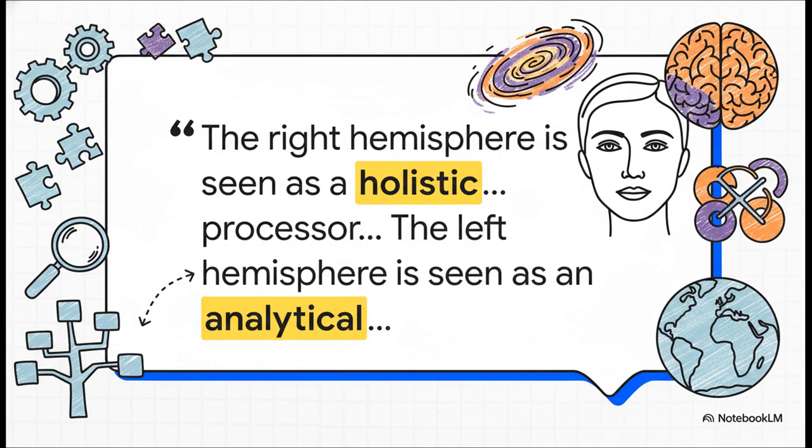And this brings us to a more modern, blended view. Maybe the debate isn't really about localization versus holism, but about how they work together. This quote suggests that the hemispheres themselves might actually represent these different styles. The left hemisphere is analytical. It breaks things down into small parts, which is perfect for language. The right is holistic. It sees the whole pattern, the gestalt, which is perfect for recognizing a face. So maybe the brain is both localized and holistic. It just depends on the task at hand.